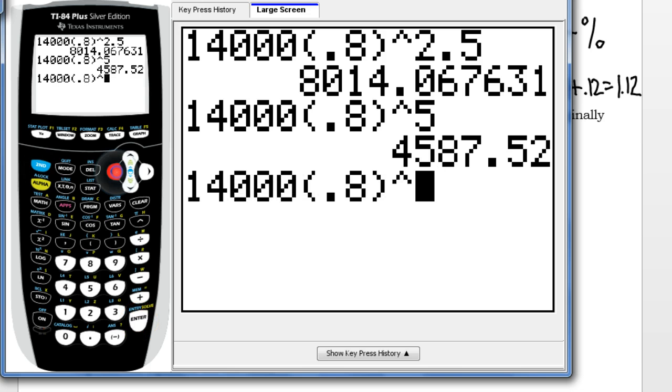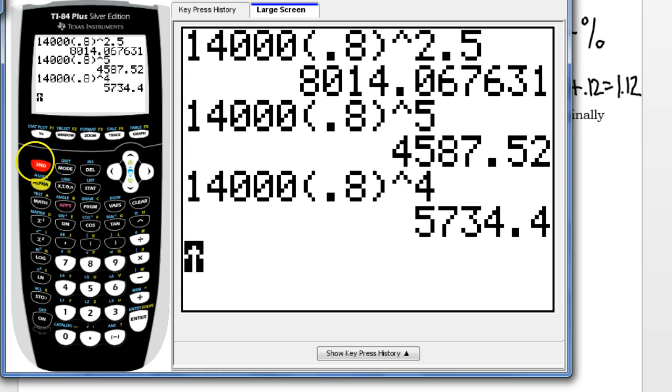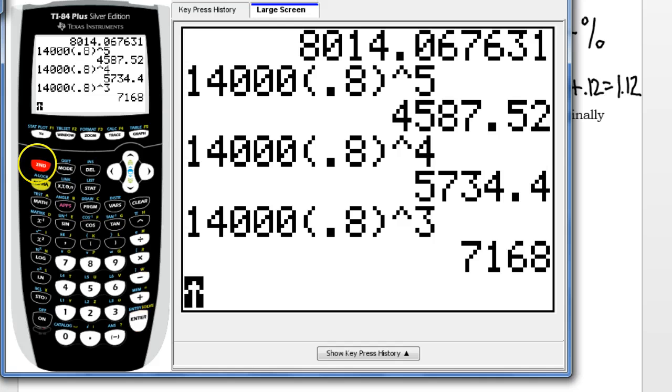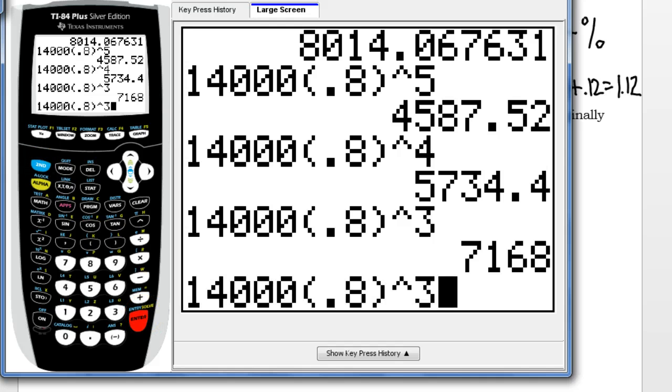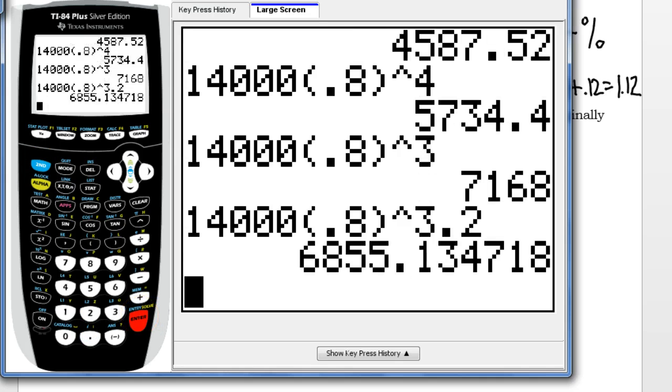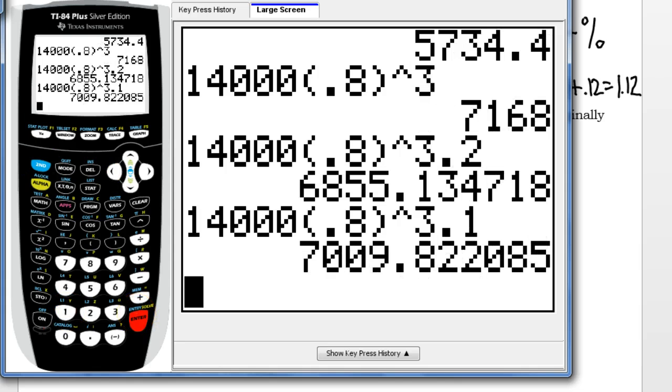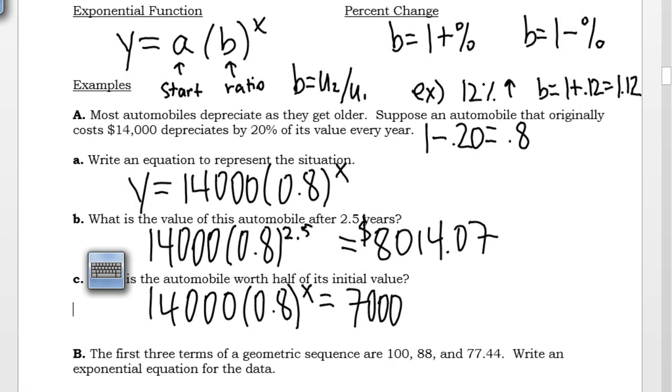I'm going to try different values for my exponent until I get pretty close to 7,000. That's pretty close. A little high, so maybe 3.2. And that's a little too far. That's probably close enough for me. I would say 3.1 years. So just try different values for my exponent until I get as close as I can to the answer I'm looking for. So I would say about 3.1 years.